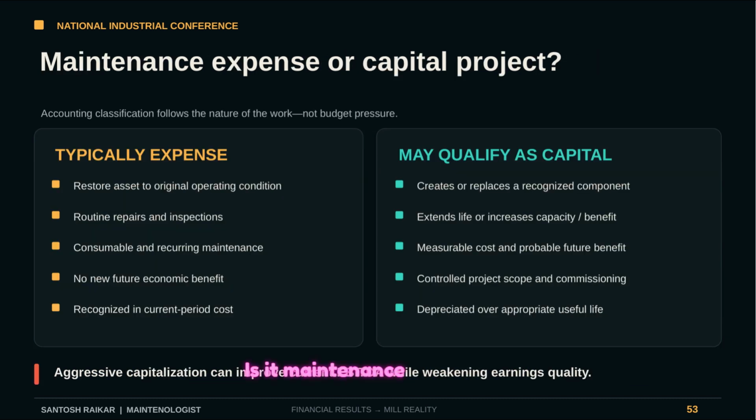Is it maintenance or capital? Accounting rules say if it restores the asset, it's an expense. If it extends life or capacity, it might be capital. Aggressive capitalization might help today's EBITDA, but it weakens the quality of future earnings.